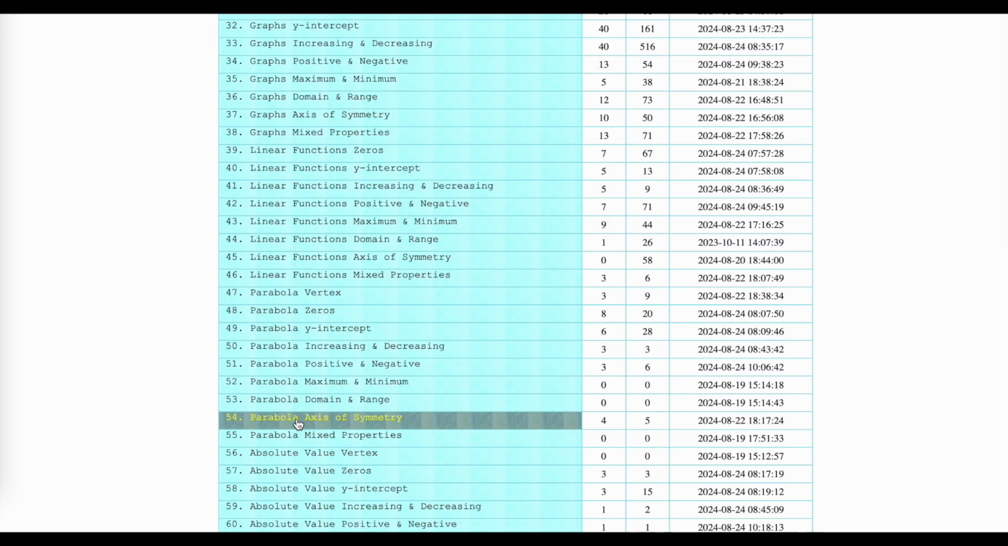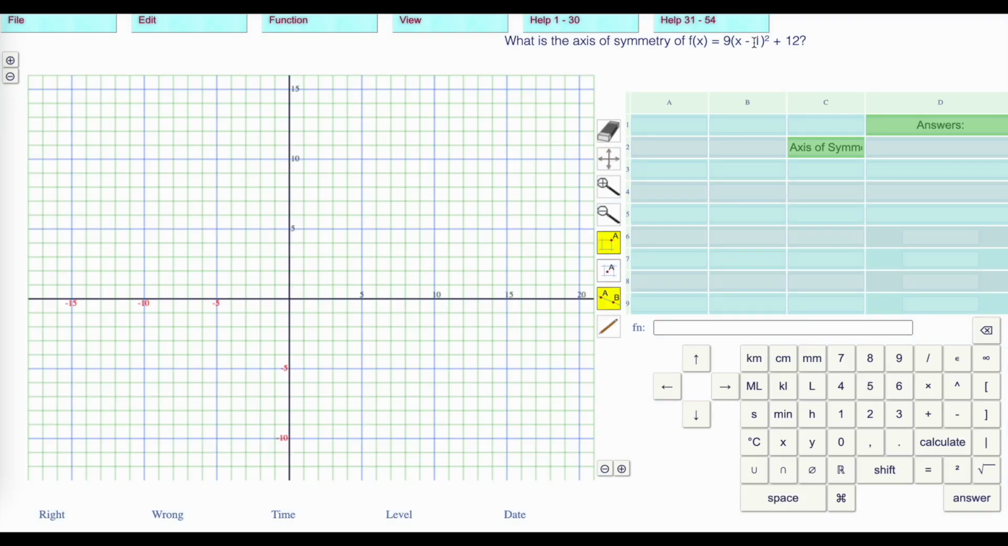functions and other graphs. If we're looking at a parabola, the axis of symmetry, let's quickly graph this. The vertex is at (1, 12), and it's opening up. So it's going to do something like this. Okay, so the axis of symmetry is going to be right here. X is equal to 1. It's a vertical line. In this case, x is equal to 1.